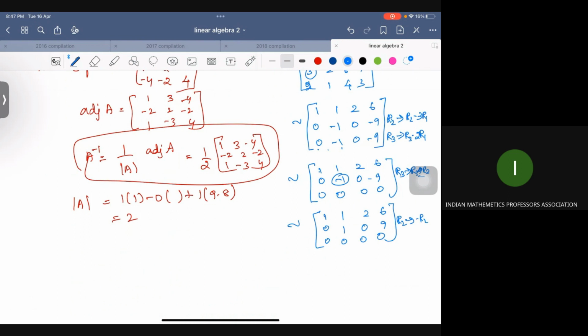We can find the rank of a matrix by converting it into row reduced echelon form. Hence, rank of A is the number of non-zero rows. Here we have the number of non-zero rows as 2. So rank of A is 2.